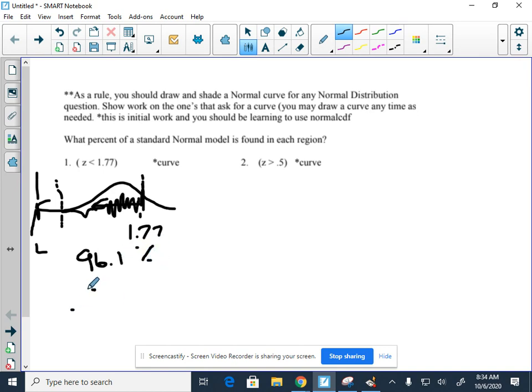Now, whether you do that or you put 0.961, I don't care. Just don't put 0.961% because then that's different if you move the decimal.